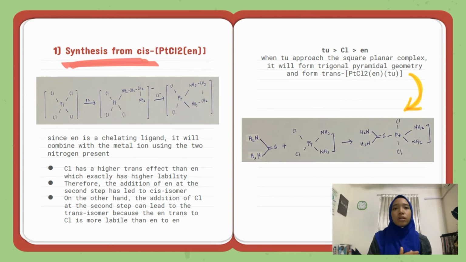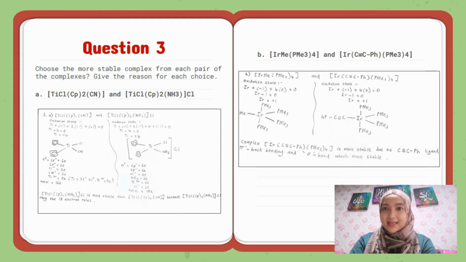It's given that the thiourea trans effect is bigger than chloride and chloride is bigger than ethylenediamine. So when thiourea approaches the square planar complex, it will form a trigonal bipyramidal geometry and form the trans-dichloro(ethylenediamine)thiourea platinum.